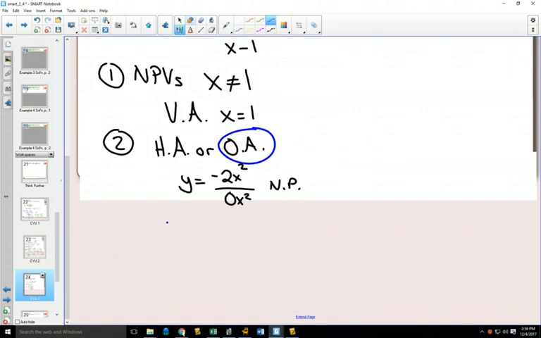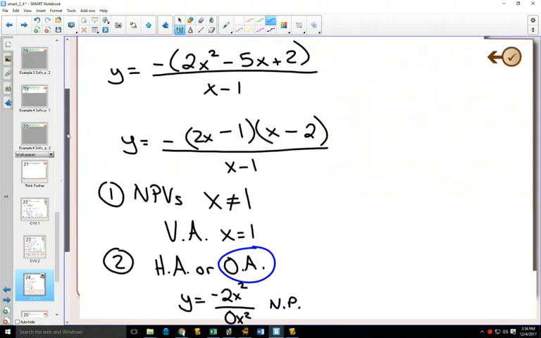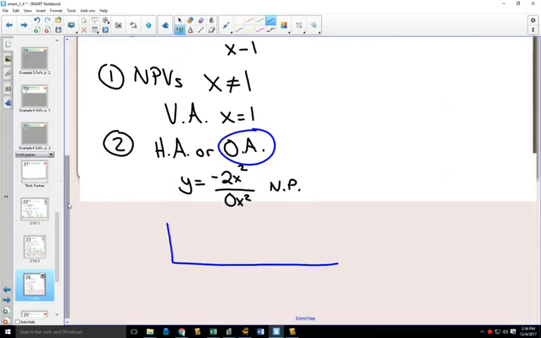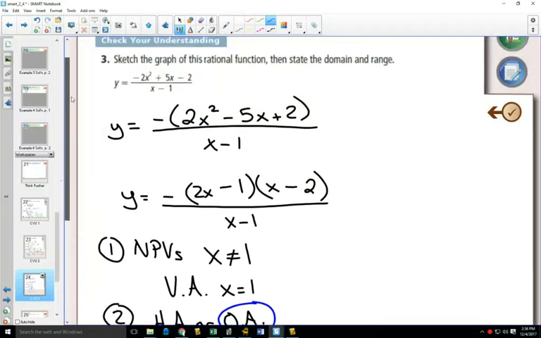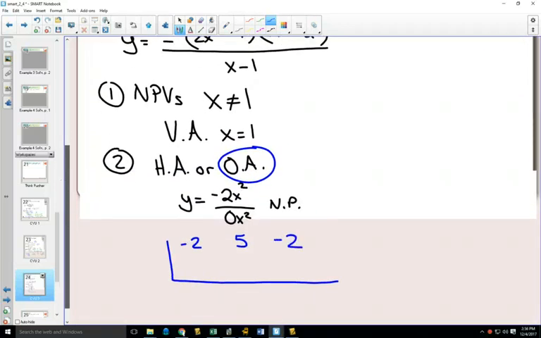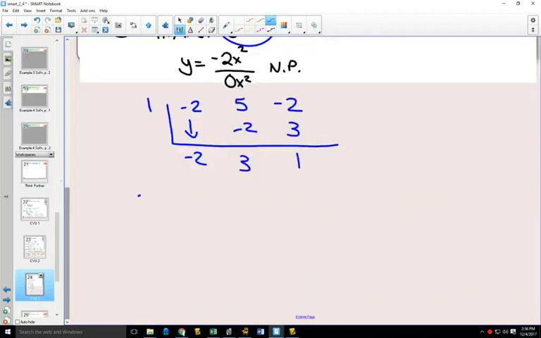So to find the equation of your oblique asymptote, you're going to have to use synthetic division or long division to divide. We have negative 2x squared plus 5x minus 2. We're dividing by x minus 1, so you put the opposite sign out in front, plus 1. Bring down the number. Multiply, add, multiply, add. And you can ignore your remainder. Your oblique asymptote will be y equals negative 2x plus 3.